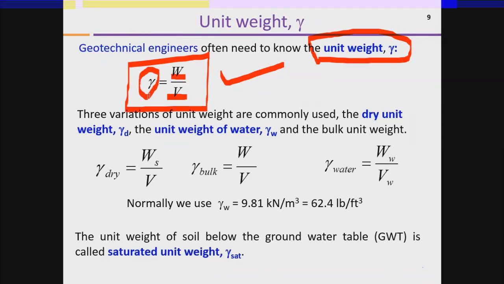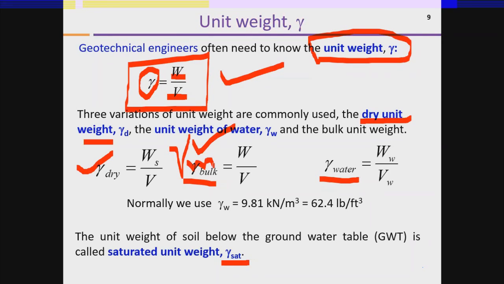Okay, now you have three types of gamma: gamma D, gamma B, and gamma W. You can also have a fourth category, which is known as gamma SAT. Gamma D stands for the dry unit weight of soil, gamma B stands for the bulk or moist unit weight of soil. It is also represented with gamma M. You can also have gamma W, which is the unit weight of water, and gamma SAT, which is the unit weight of saturated soil.